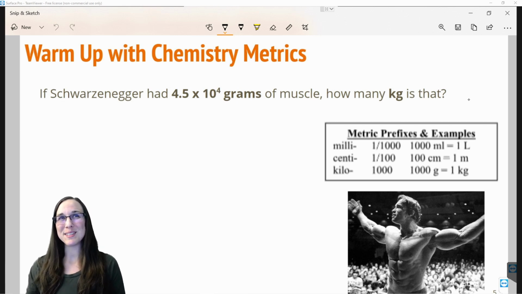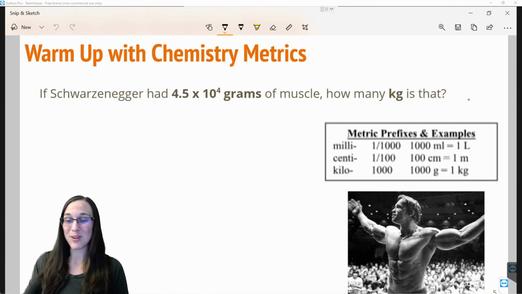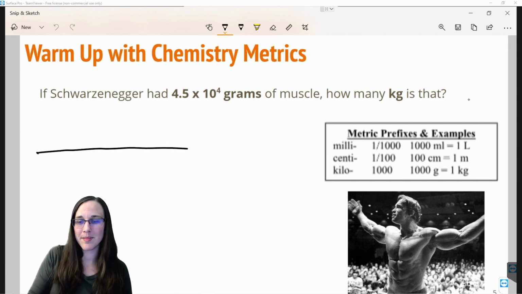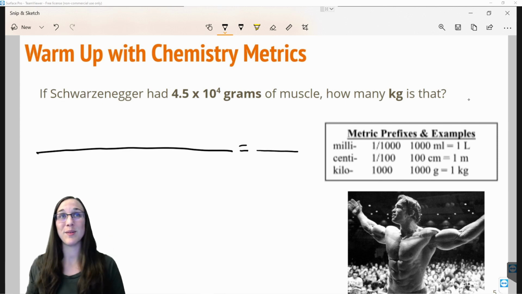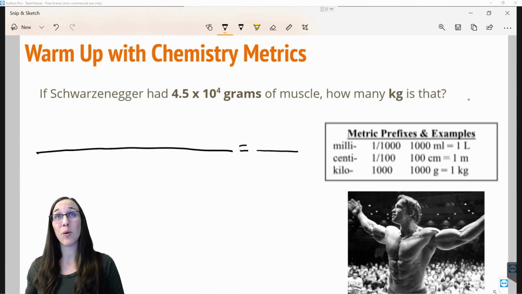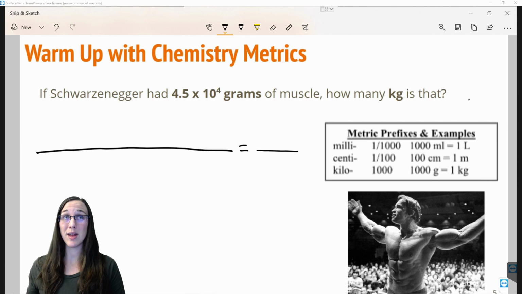Before we even read this question, you know the drill. We draw our line, and we put an equal sign and a space for our answer. Cool. If Schwarzenegger had 4.5 times 10 to the 4th grams of muscle, how many kilograms is that? Whew. Okay, so back to our steps as always. What do they give us? What do they want from us?